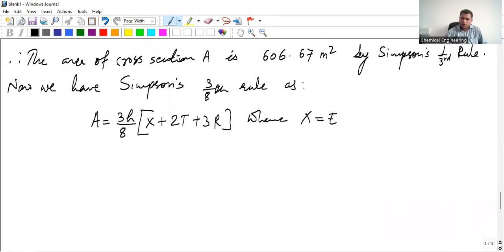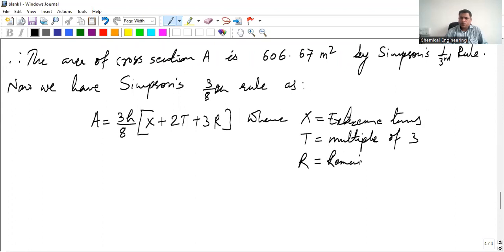Where X is equal to extreme terms, T is equal to multiples of 3, and R is equal to remaining terms.